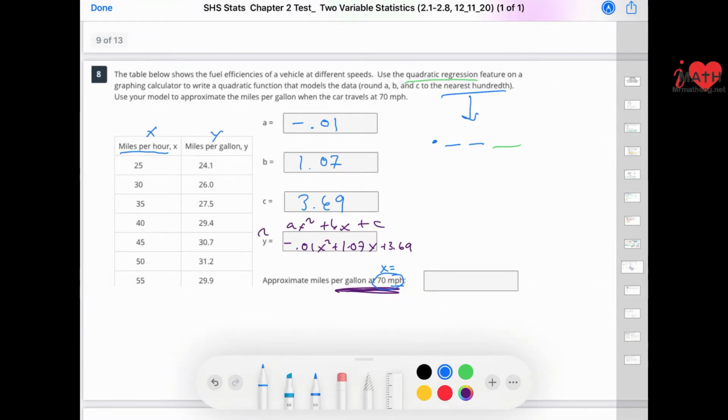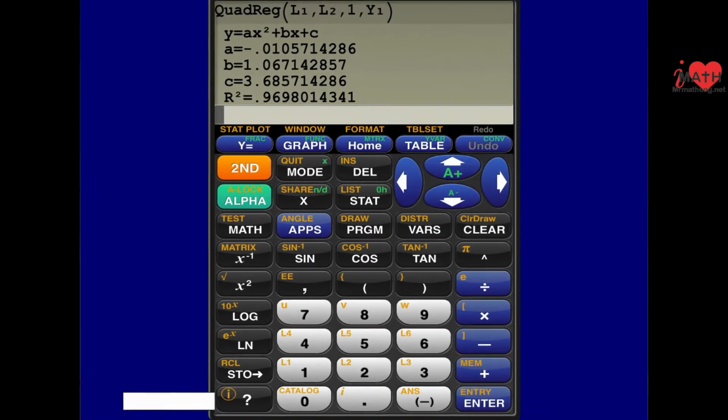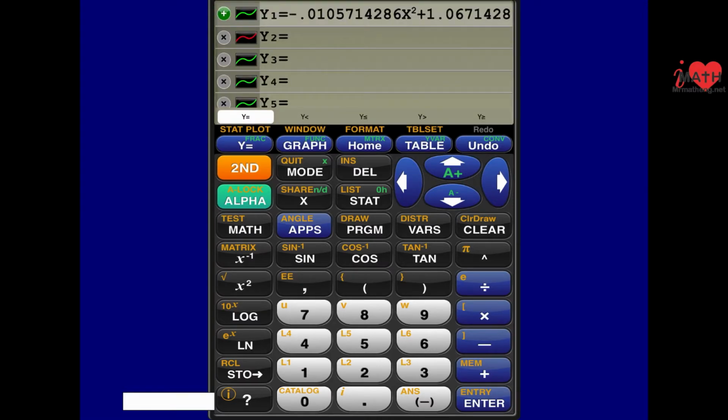Now I can use my calculator. I can go to top left, y equals, it's already in there. Now I have to be careful because we rounded. So let me see, can we change these numbers? Yeah. Well, let's just see what happens. Let's see how close we can get.